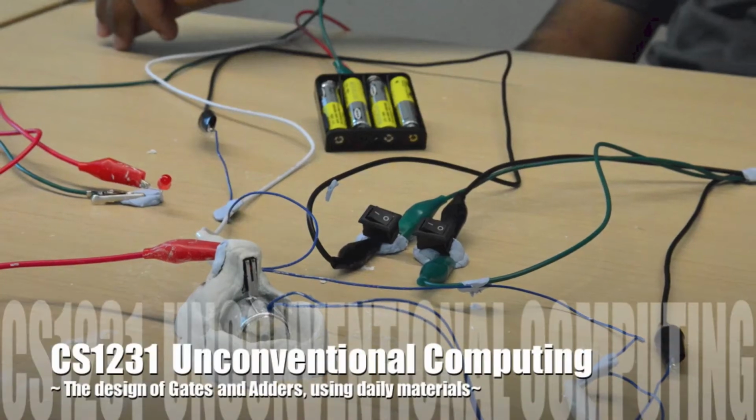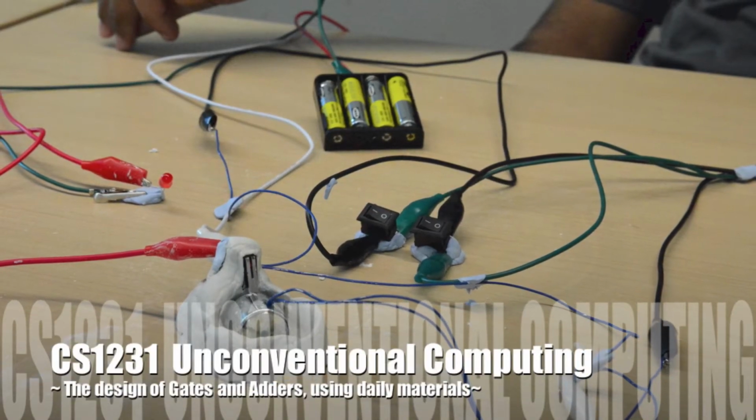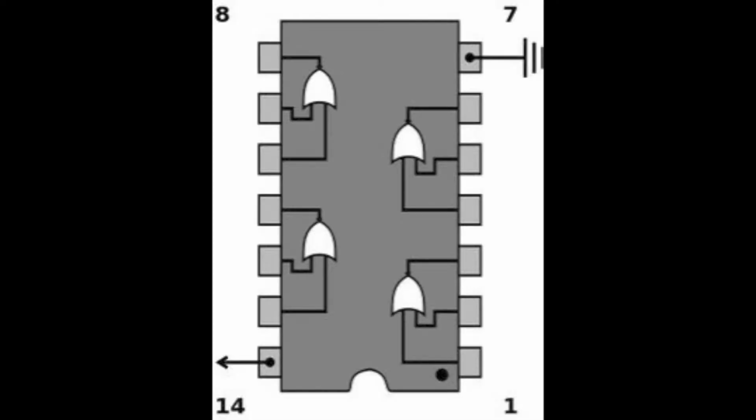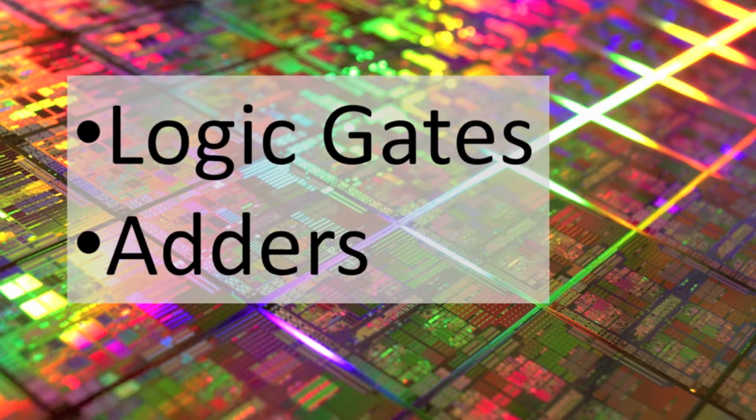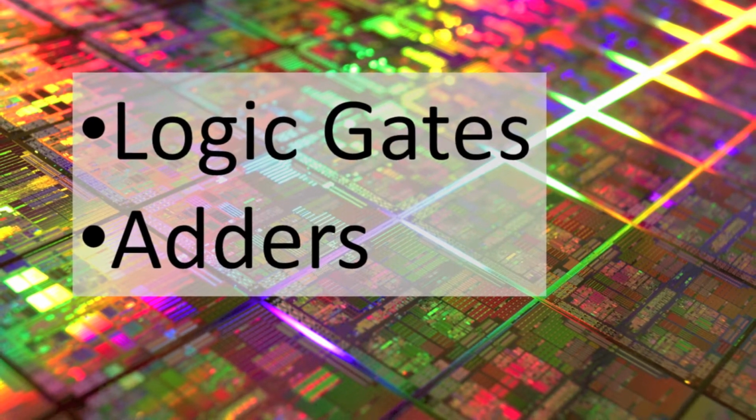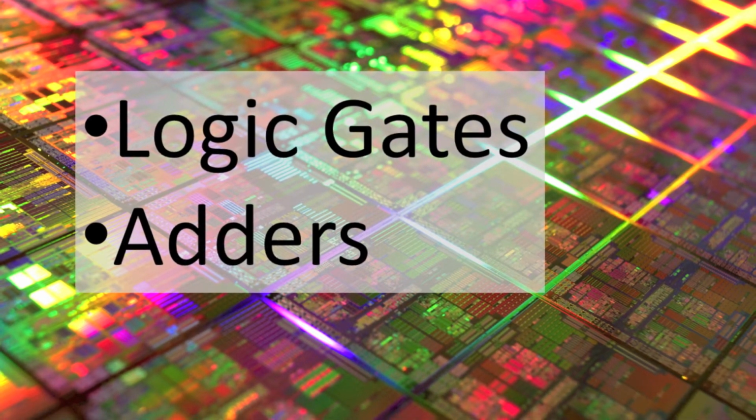For our unconventional computing project, we have decided to make logic gates, half adders and full adders out of magnets. A logic gate is an idealized or physical device implementing a Boolean function. That is, it performs a logical operation on one or more logical inputs and produces a single logical output. Adders are digital circuits that perform addition of numbers. We'll be splitting this video into two sections, logic gates and adders.